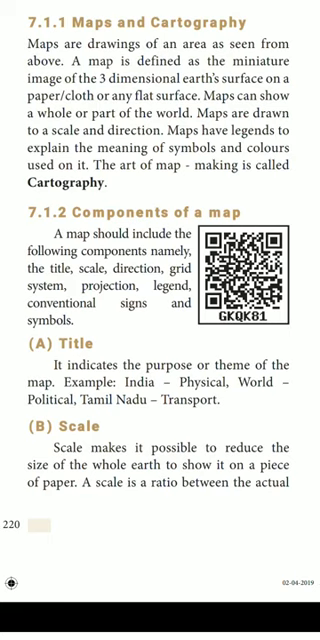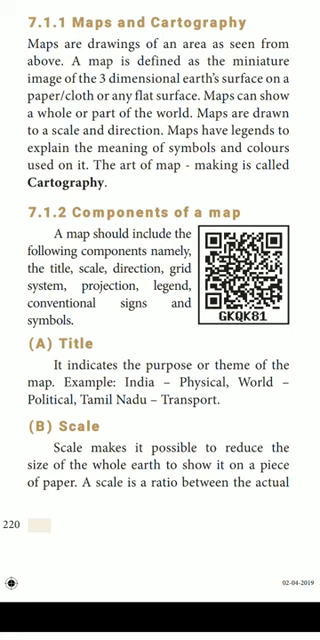So in this modern world, we can easily observe where we are. A map is defined as a miniature image of the three-dimensional earth surface on paper, cloth, or any flat surface. Maps can show a whole or part of the world. Maps are drawn to a scale and direction. Maps have a legend to explain the meaning of symbols and colors used on it. The art of map making is called cartography.